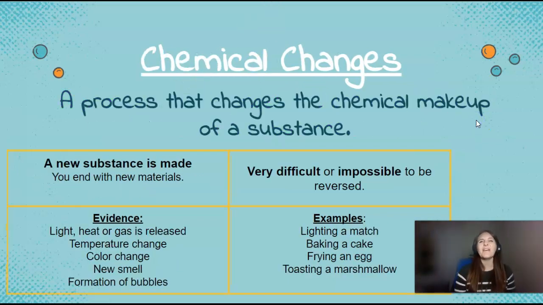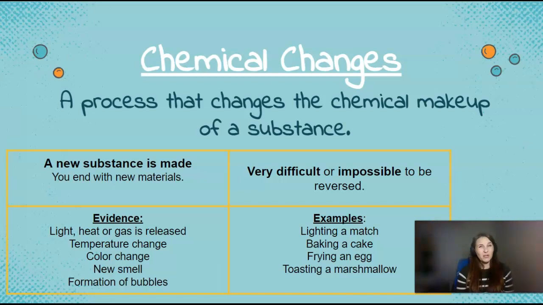All right, let's talk about chemical changes now. This is the other type of change we're going to be studying. A chemical change is a process that changes the chemical makeup of a substance. So there will be new molecules and new particles. New things will be formed. In the end, you will not have the materials you started with anymore. You will have something new and different.